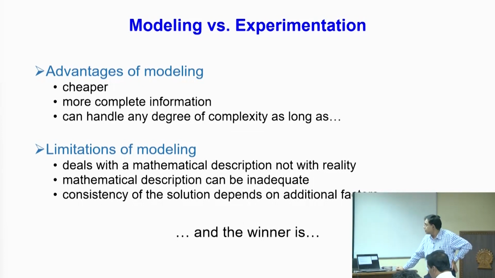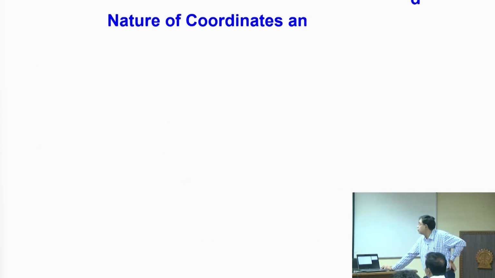and that we will see. That brings it to the limitation that it deals with a mathematical description and not with the reality, and the mathematical description can be inadequate. It may not be reflecting what the thing is, and consistency of the solution depends on different factors. So, we cannot really say whether modeling is good or experimentation is good. What we can only say is that perhaps each of them requires the help of the other to get to the kind of solution that we are looking for.